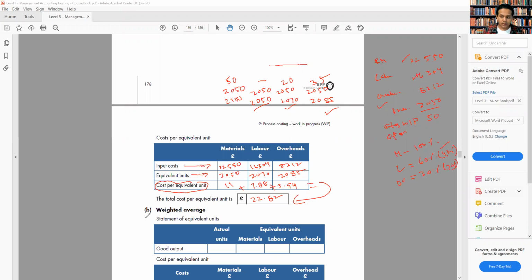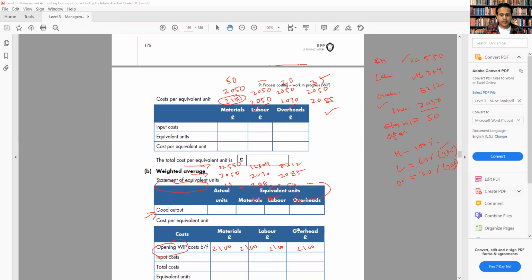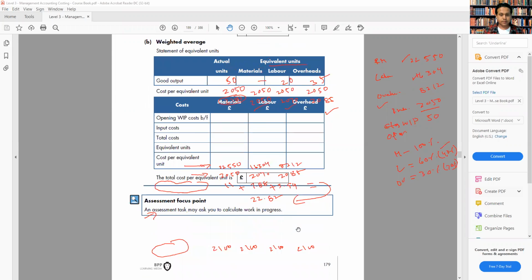The next one we have is the weighted average. This is quite simple. All you need to do is know how much is the actual output. So good output, that you already know, 2100 units. So the actual output is 2100. We don't have to worry about the completion here, because in the weighted average method we calculate only the average, so you don't have to worry about the completion. So let's scroll down and see what information we have.